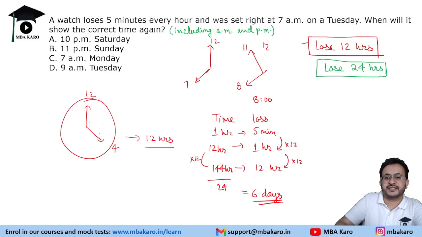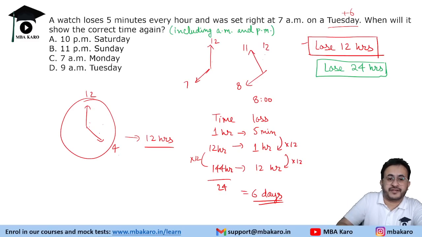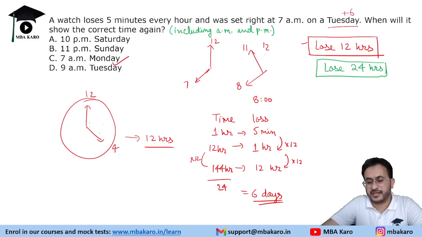And 6 days means it is a Tuesday, Tuesday plus 6 days. After 7 days, it will be Tuesday again, so 6 days later, it will be Monday. So 7 a.m. on Monday. So that will be the answer. This is the concept wherein the clock shows the same time again, whether it is fast or slow. It does not matter. Suppose it gains also, like 5 minutes per hour, again it will show the correct time at the same time.